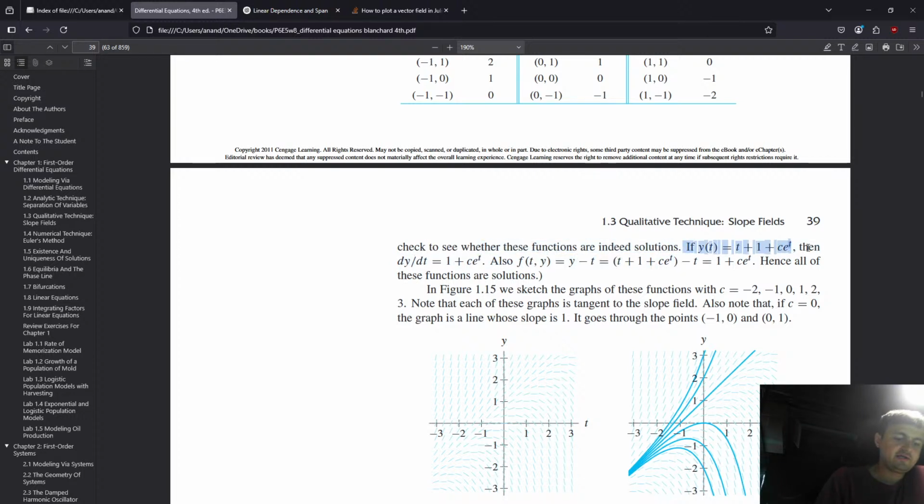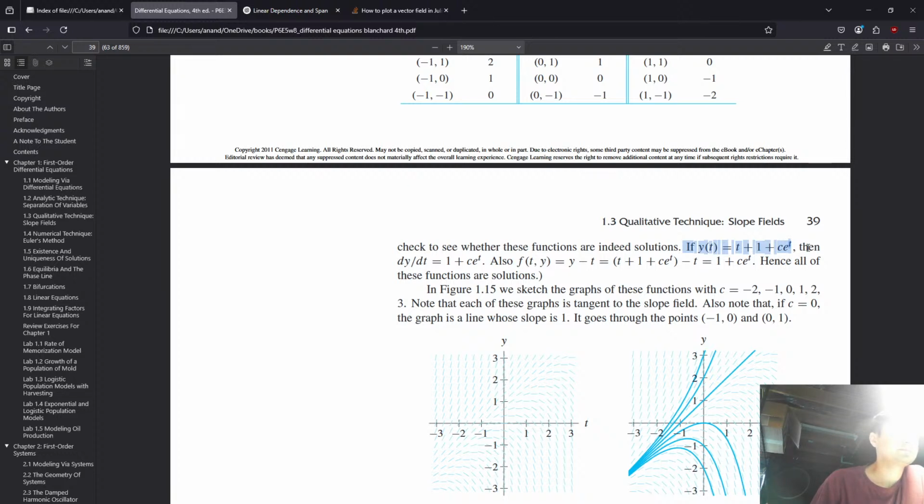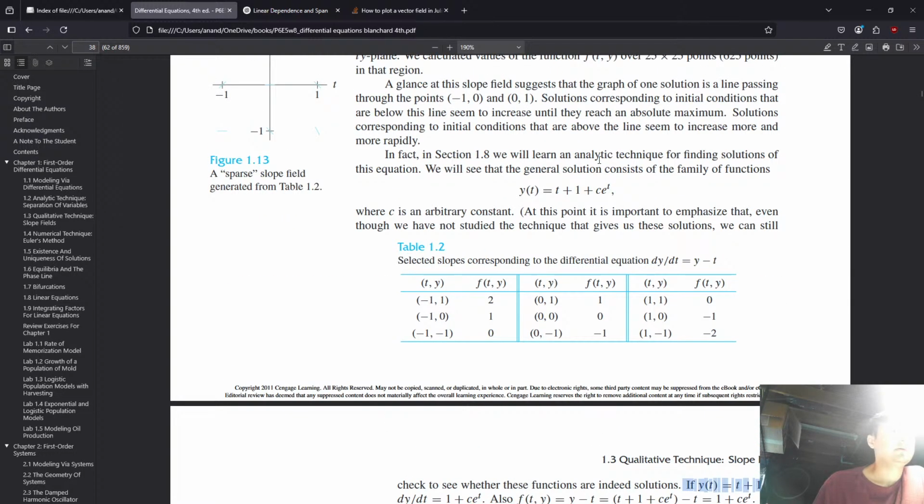So if y of t is equal to t plus 1 plus ce to the t, then dy dt is going to be equal to 1 plus ce to the t. And the answer was what? T minus y? Or y minus t? Y minus t, right? Yeah, y minus t.